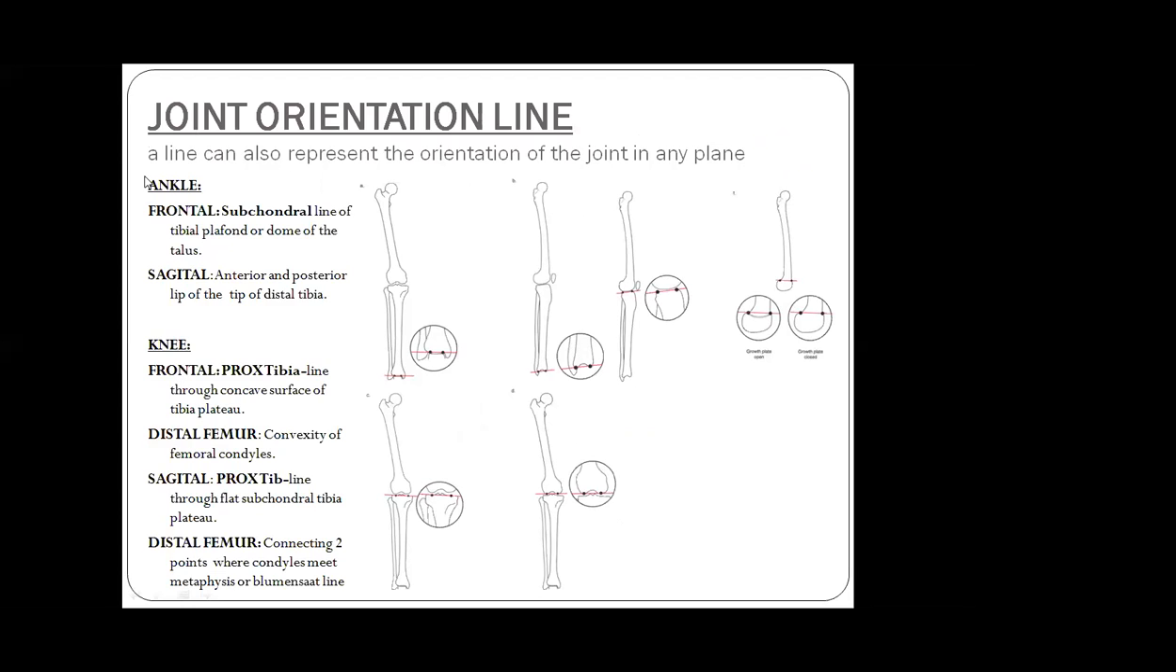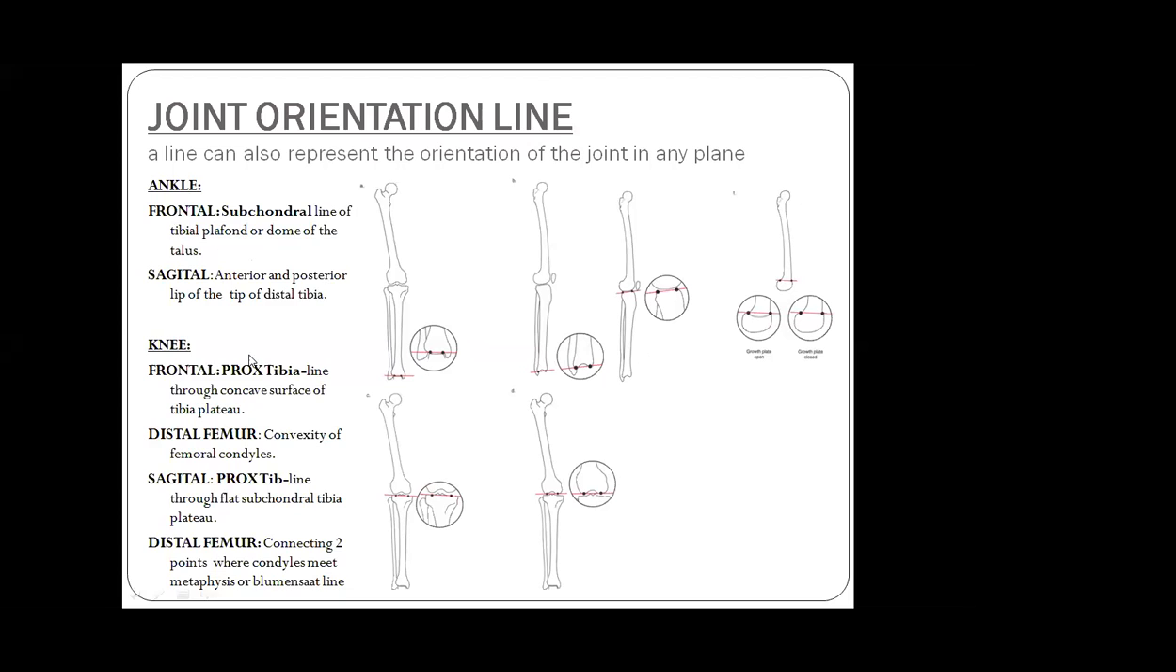First I'll talk about the ankle. In the frontal plane, it is drawn as a line passing through the subchondral area of the tibial plafond or the dome of the talus, as seen in the first diagram beside the ankle. In the sagittal plane, it is drawn by passing a line through the anterior and posterior lip of the distal tibia.